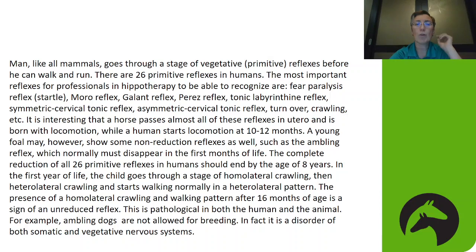The presence of homolateral crawling and walking pattern after 16 months of age is a sign of an unreduced reflex. This is pathological both in humans and in animals. For example, ambling dogs are not allowed for breeding. In fact, it is a disorder of both somatic and vegetative nervous systems.